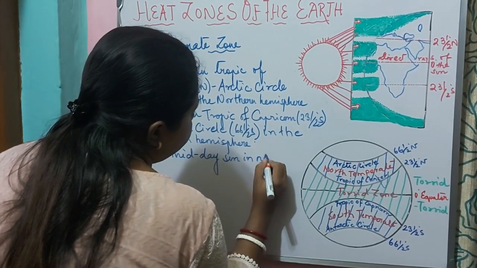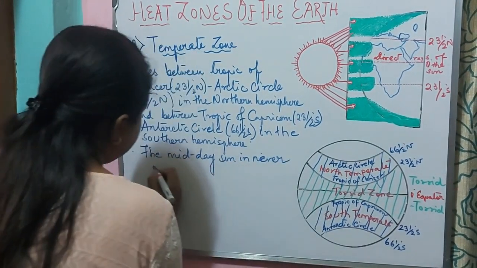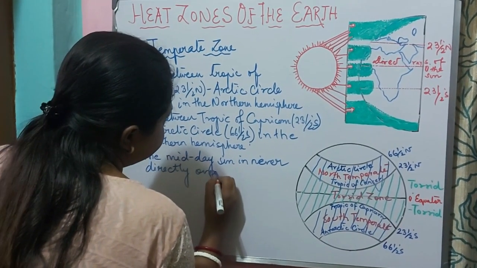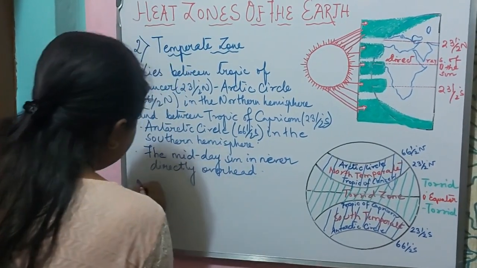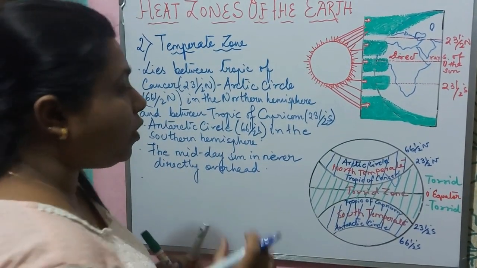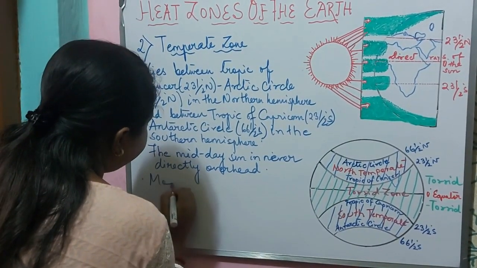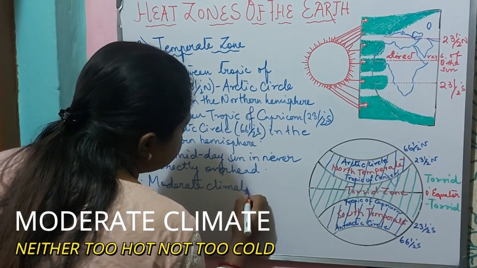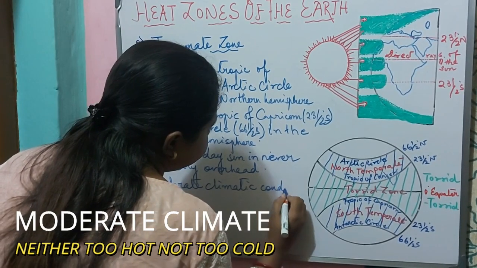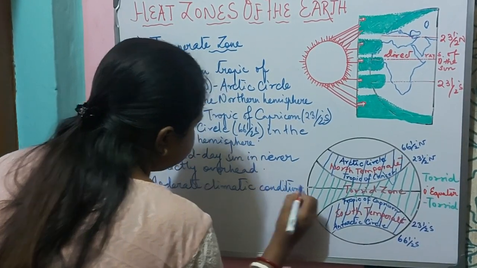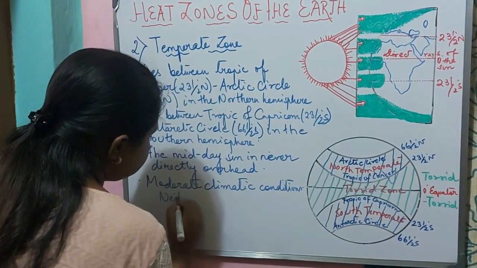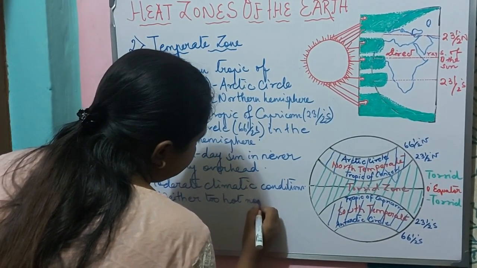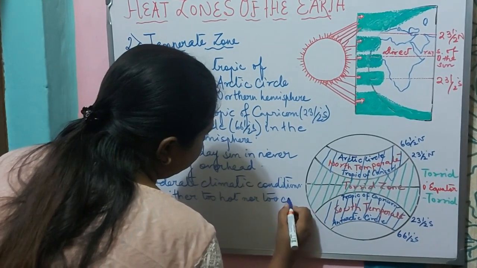is never directly overhead. So how will be the weather conditions here? Here we will see moderate weather conditions, or we can say moderate climatic conditions. That means neither too hot nor too cold.